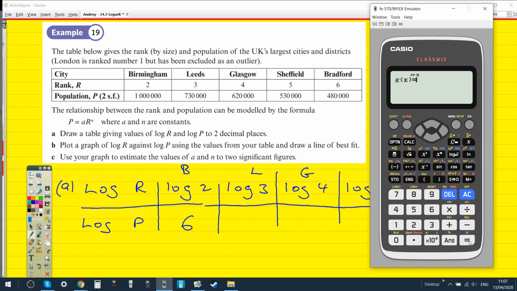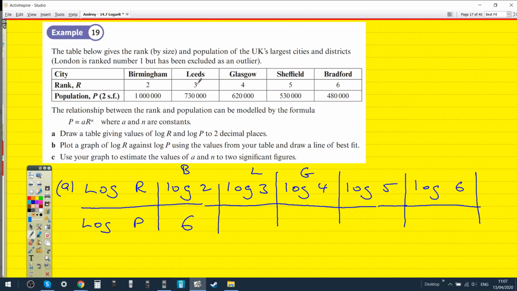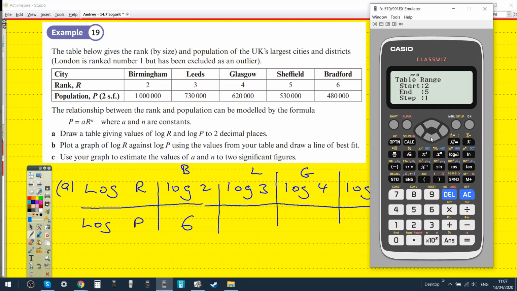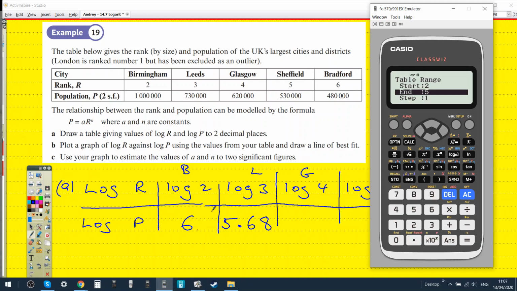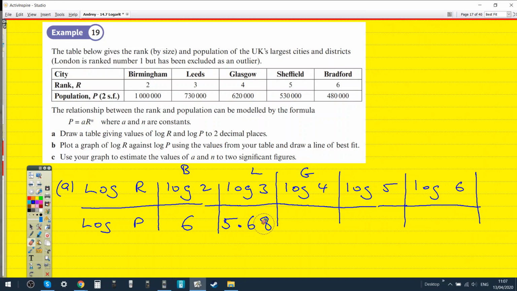Log 3 is 5.86. Don't worry about those, just the bottom ones. Do you mean like B and C? 6 was the 1 million, was it? Yeah. So what is 730,000? It says 5.86. Oh, sorry. I thought you were saying log 3 equals 5.86. Oh, no, sorry, 5.86. Okay.